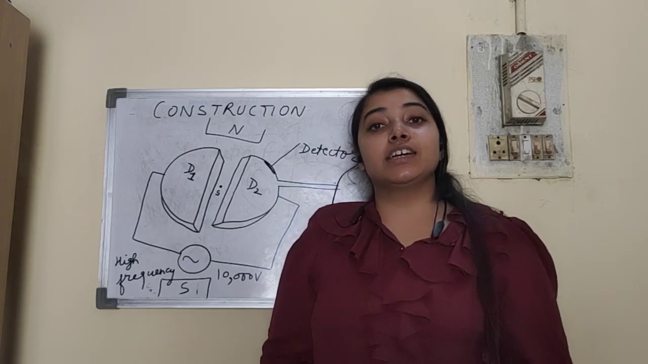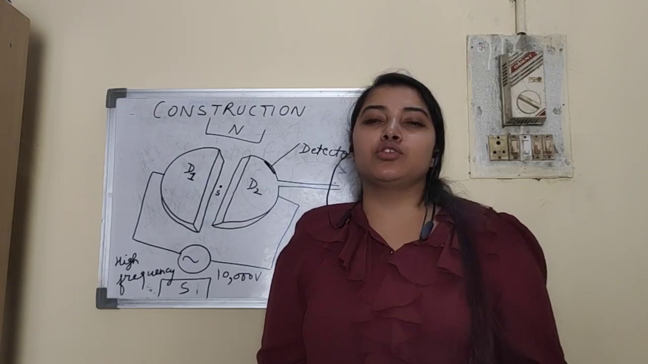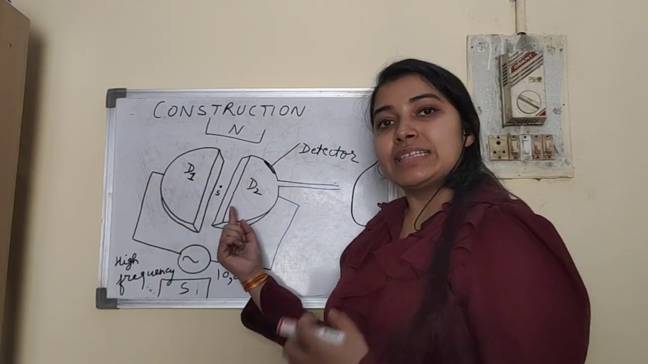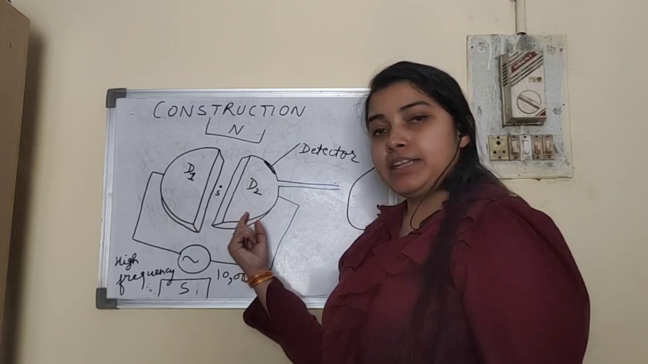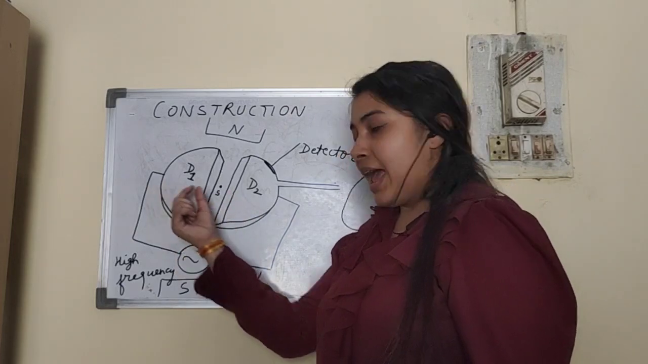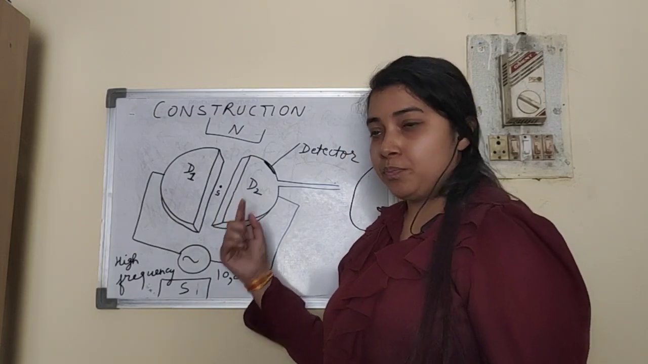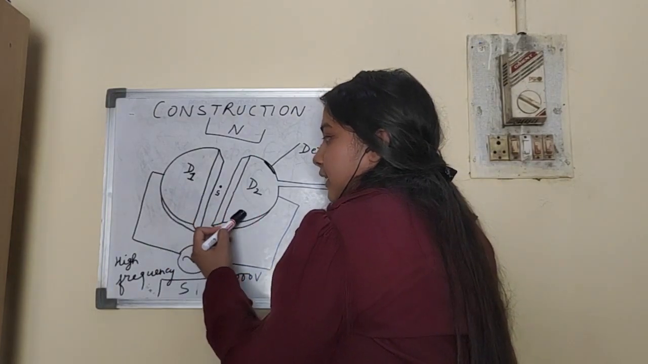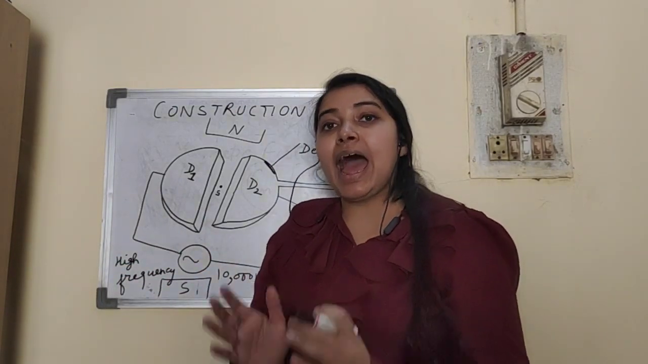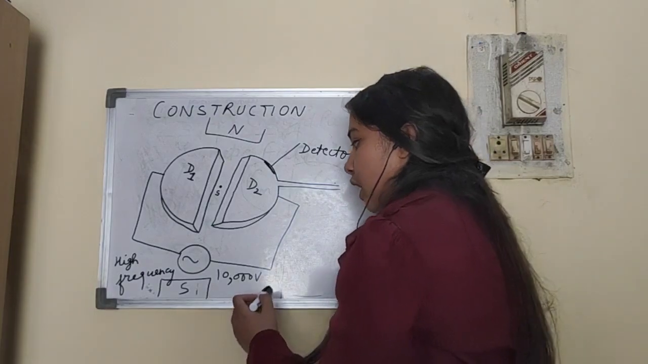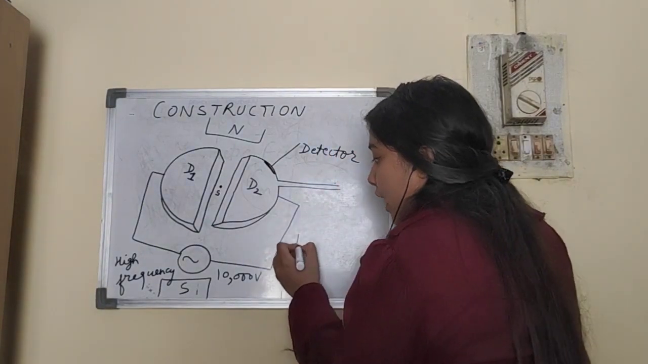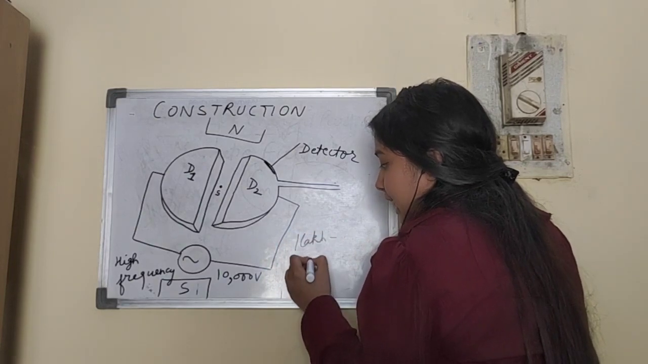Now let us understand the construction of the cyclotron, how the cyclotron is made up. The cyclotron is basically made up of two hollow semicircular metallic containers called Ds. This is one container named D1 and this is another container named D2. Now both of these metallic containers are connected to an AC source, which is a high frequency and high voltage source. The voltage is around 10,000 volts and the frequency is very high, around 1 lakh to 10 lakh hertz.